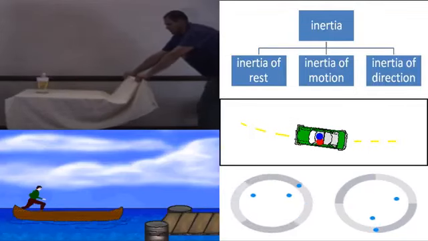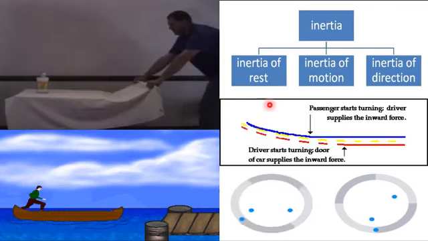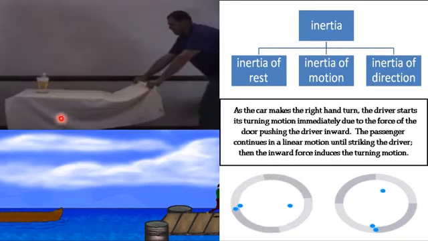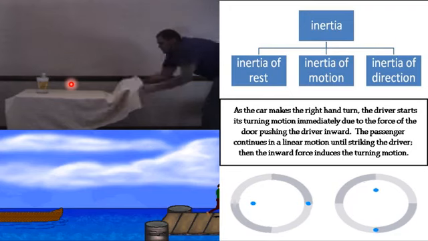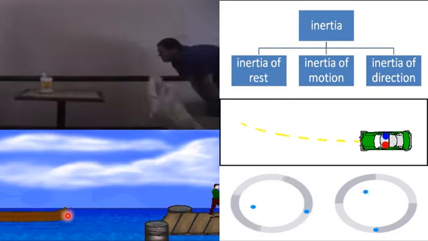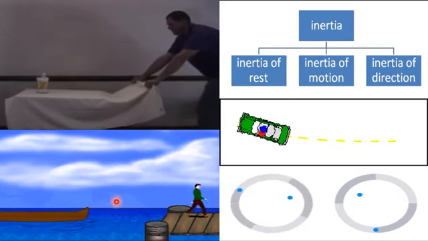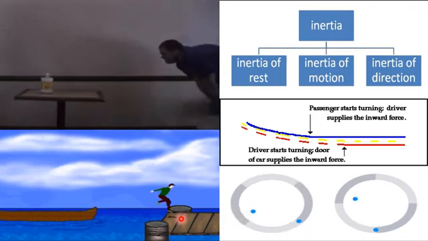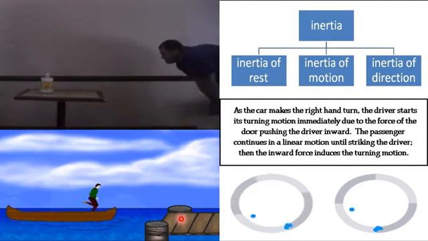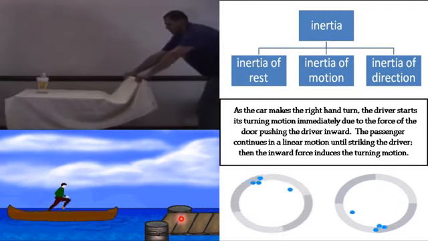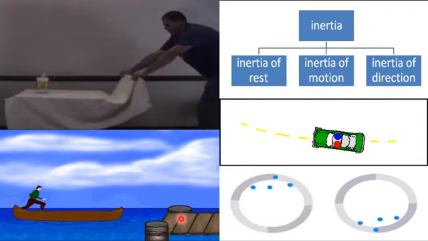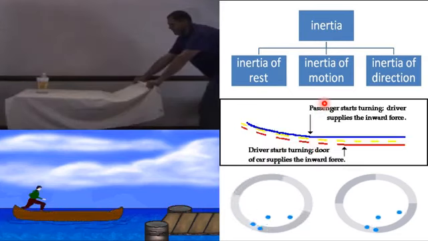Now we have three types of inertia: inertia of rest, inertia of motion, and inertia of direction. Inertia of rest says the object tends to remain at rest. The object doesn't want to move. Inertia of motion means the person, once he is stopping, is not able to stop immediately, but he still keeps moving. When you get down from a bus which is slightly in motion, you cannot stop immediately. You will move for some distance and then only stop, because of inertia of motion.